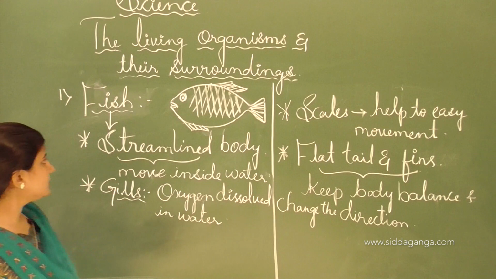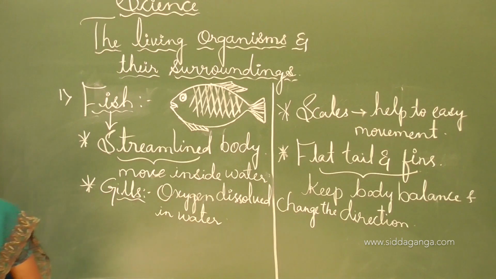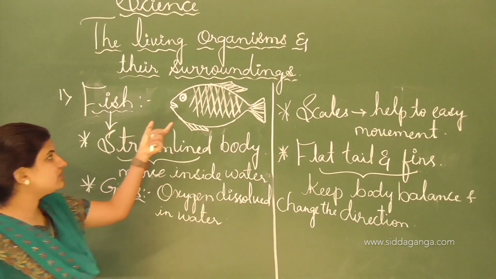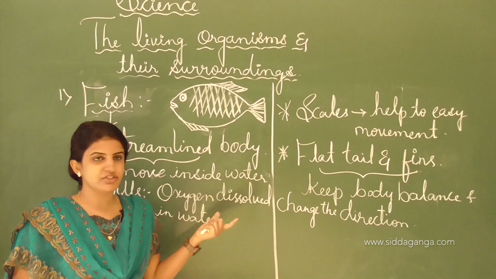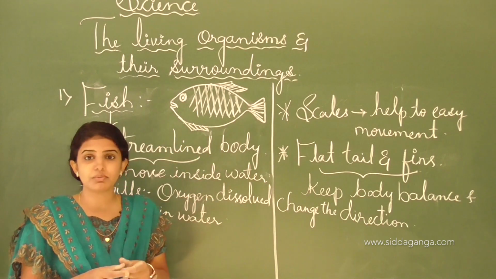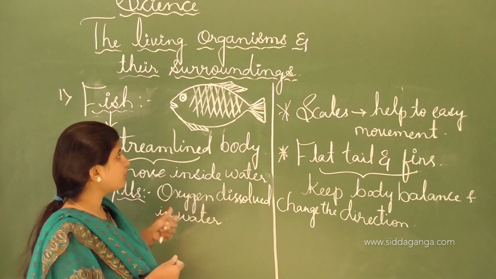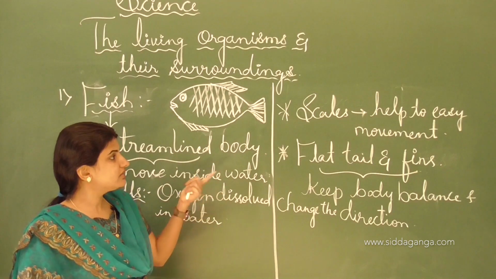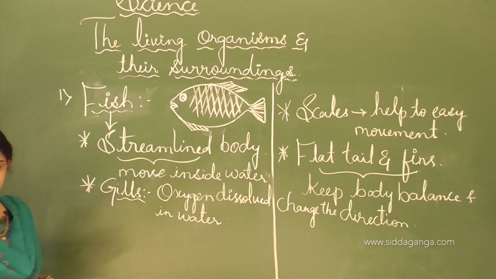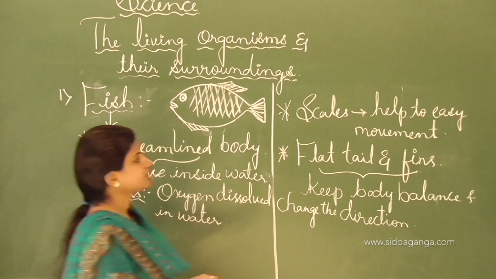See, this is all about the fish. Fishes have slippery scales on their body. If we touch the scales, if we touch the fishes, our hands will become slippery, and these scales help in easy movement and also protection will be provided.